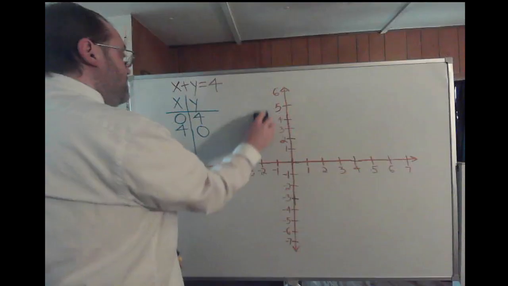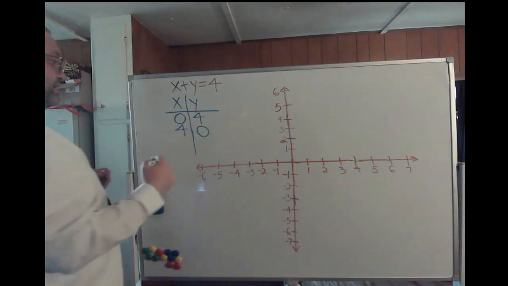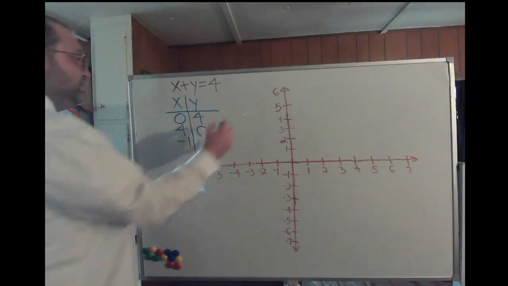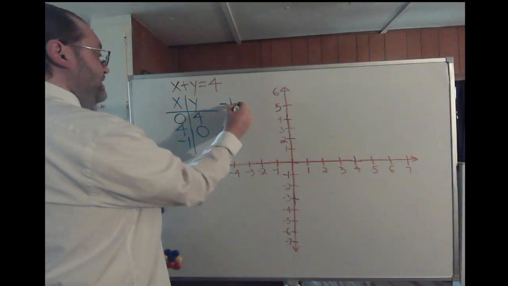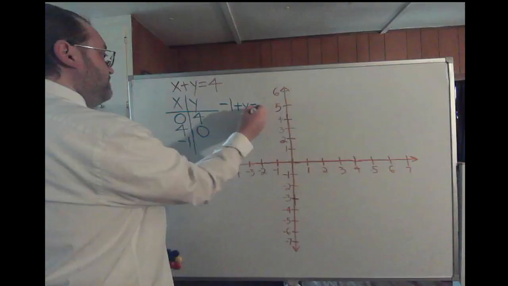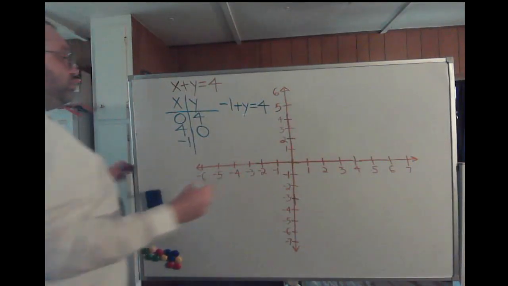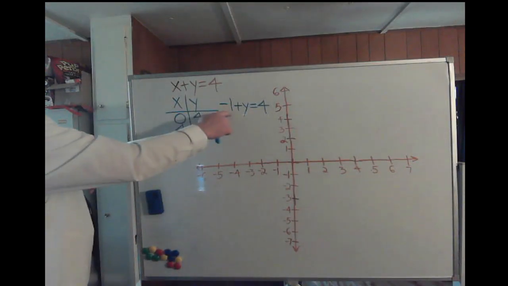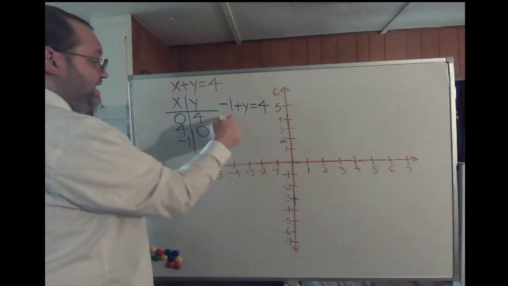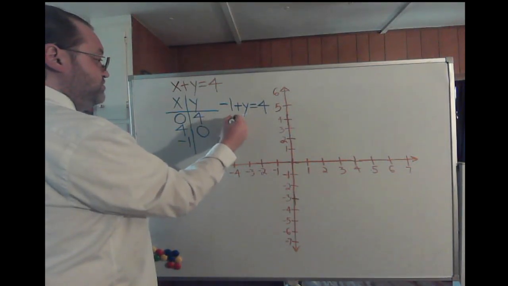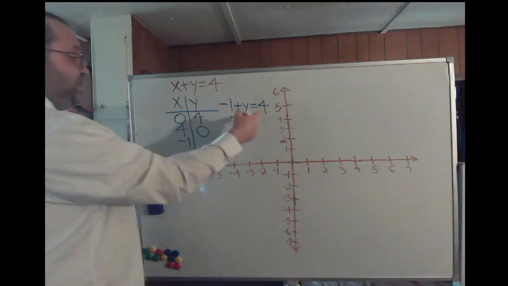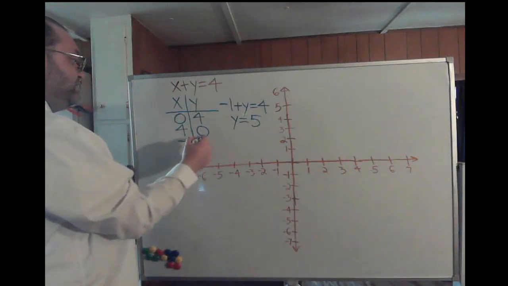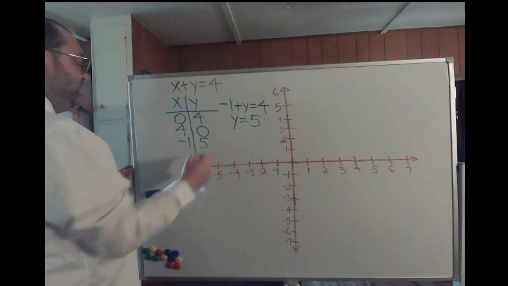Okay. Now, let's pick -1 for x. So we'll substitute -1 in for x in x plus y equals 4. Well, to get y by itself, we're simply going to want to add 1 to both sides to get rid of that -1. You add 1 to the left side, you'll just get y by itself, but you've got to add to the other side. 4 plus 1 is 5. So when x is -1, y is 5.